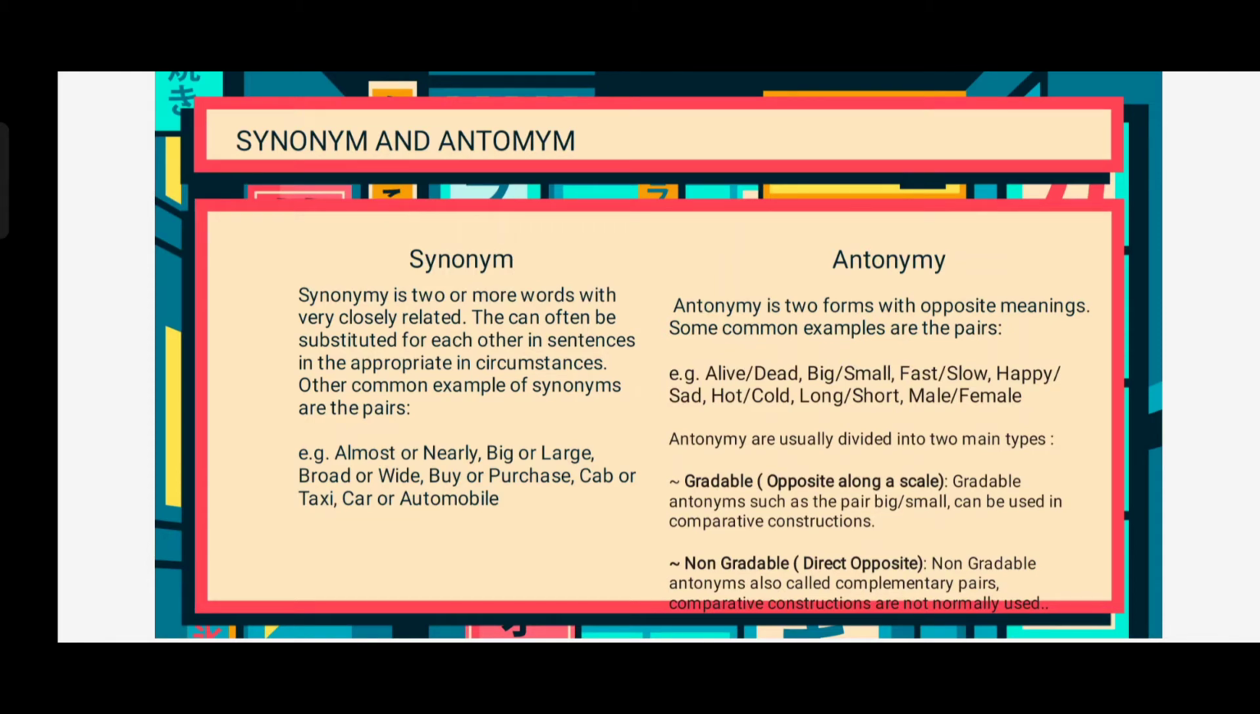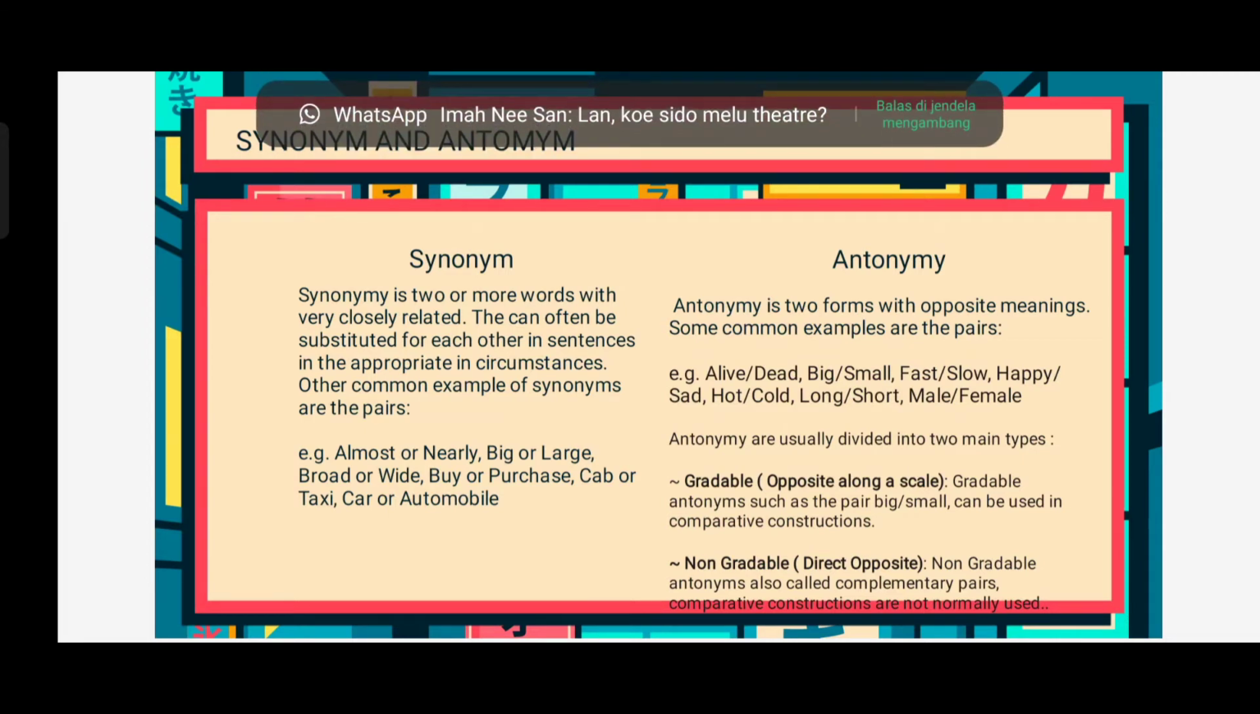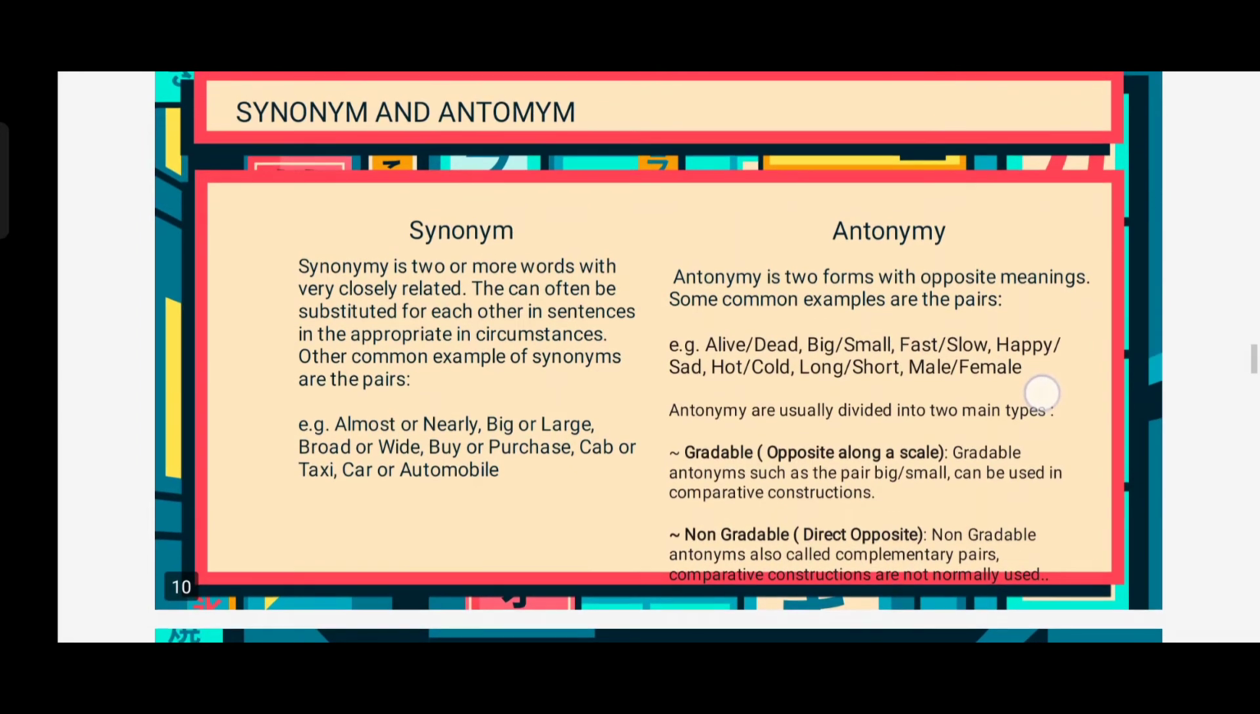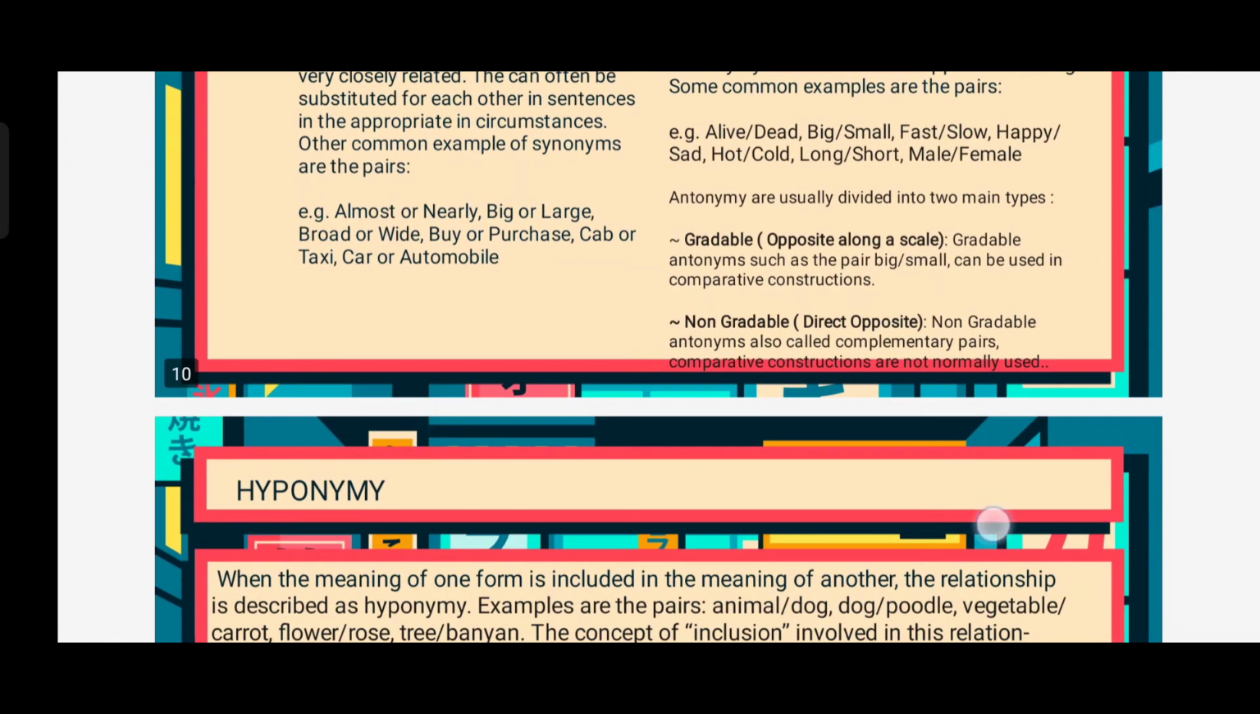Gradable, or opposite along a scale. Gradable antonyms, such as the pair big or small, can be used in comparative constructions. Non-gradable, or direct opposites. Non-gradable antonyms are also called complementary pairs. Comparative constructions are not normally used.